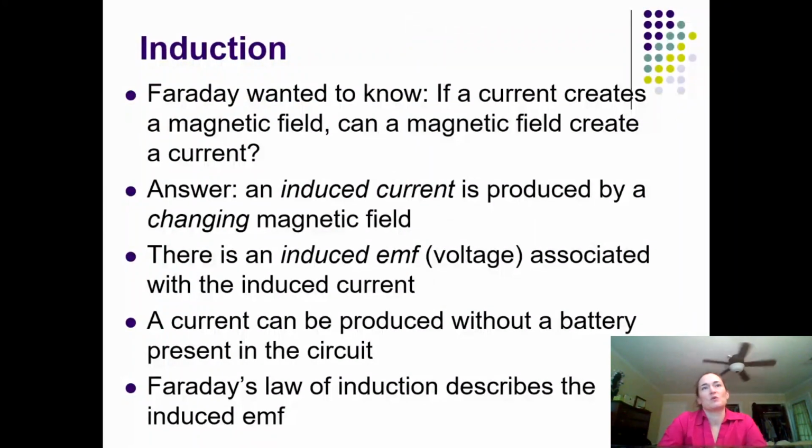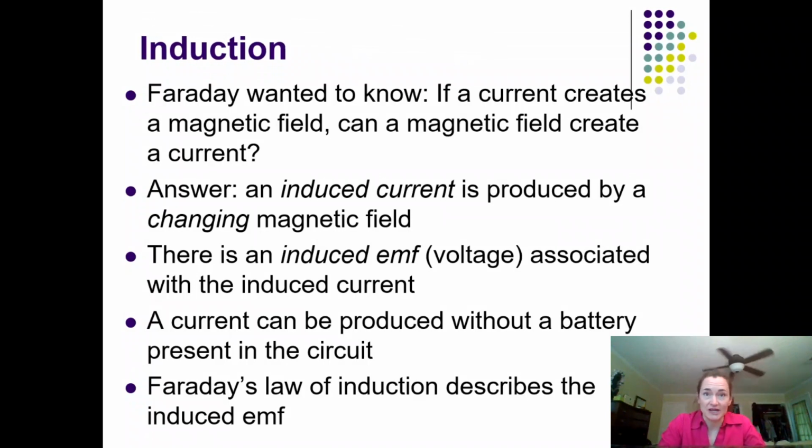So Faraday really wanted to understand, if a current creates a magnetic field, can a magnetic field also create a current? Skipping ahead, spoiler alert, an induced current is produced by a changing magnetic field. A static magnetic field won't do it, but if you have a changing magnetic field, you can get an induced current in a circuit. So to do that, you have an induced electromotive force, or EMF, or voltage, which is associated with that induced current.